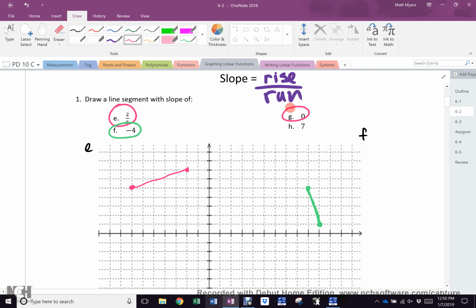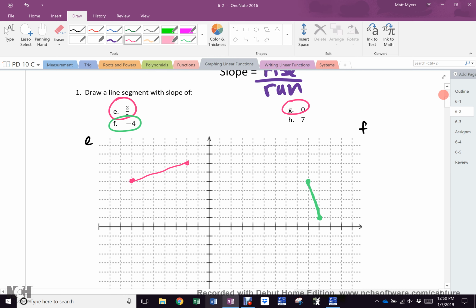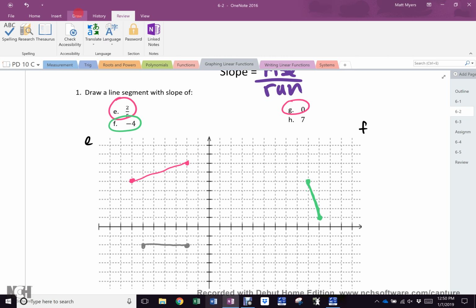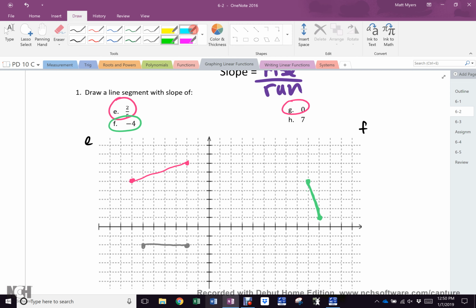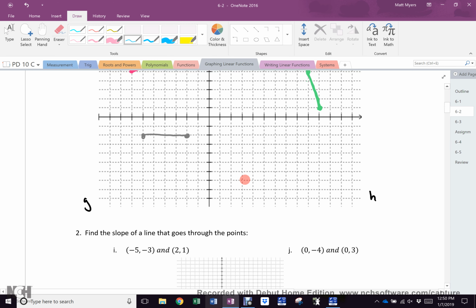G, slope of 0, that's an easy one. What's that one look like? Flat line. Because you're not going to be able to sled on that very well. And H, is H going to be steep or shallow? How do you know it is going to be steep? Because it's a bigger number. H is the black diamond run. Everybody good? Yeah? Everybody can draw a line. Everybody can draw a slope. Yes?